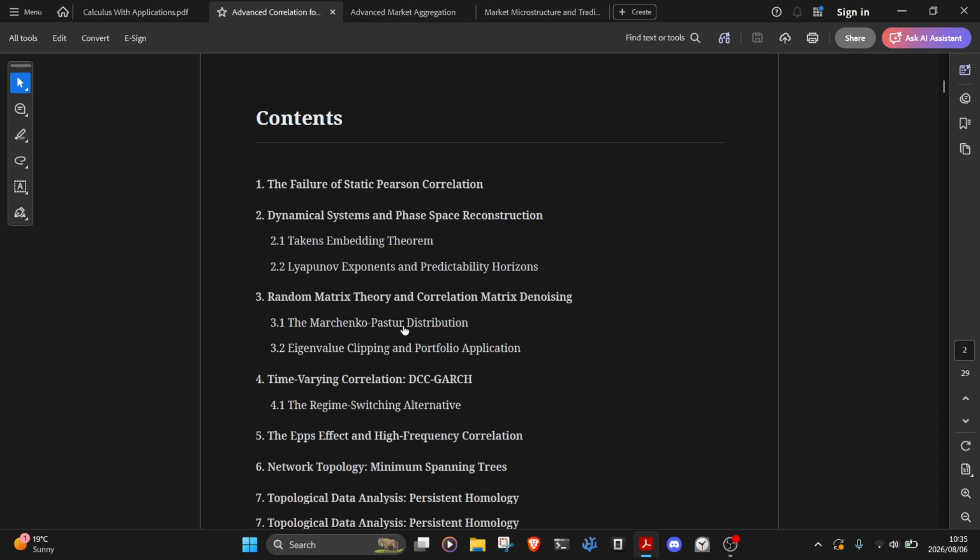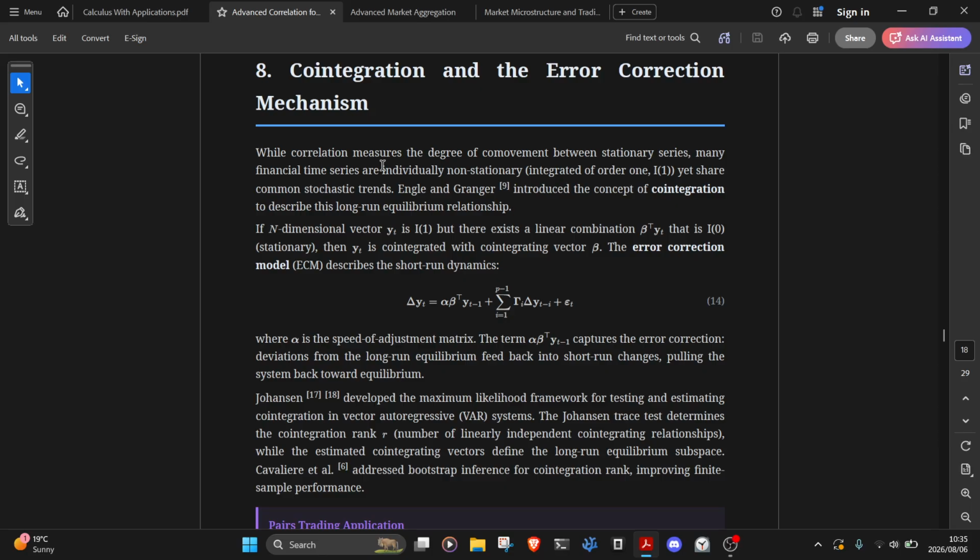Now let's get into the technicals. Chapter 8, co-integration and the error correction mechanism. While correlation measures the degree of co-movement between stationary series, many financial time series are individually non-stationary, right? Meaning they are integrated of order 1, or I(1), yet share common stochastic trends. Reference 9 introduced the concept of co-integration to describe this long-run equilibrium relationship.